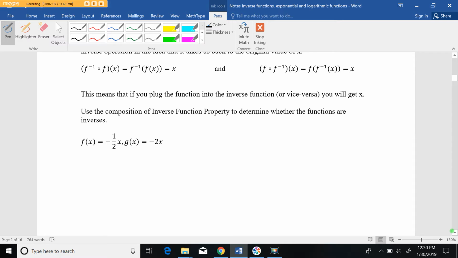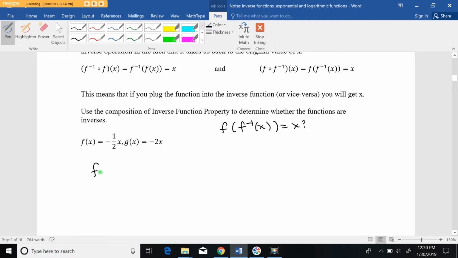When you apply an inverse to itself, what happens is you always get x out of it. And I'm going to go through and demonstrate this, where it says use the composition of inverse properties to determine whether the functions are inverses. So this composition of inverse property, what they mean is this: if we apply f to its inverse, we should get x back again. If we do, they are inverses of one another. If we do not, they are not.